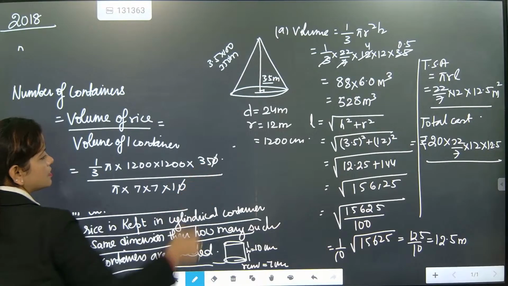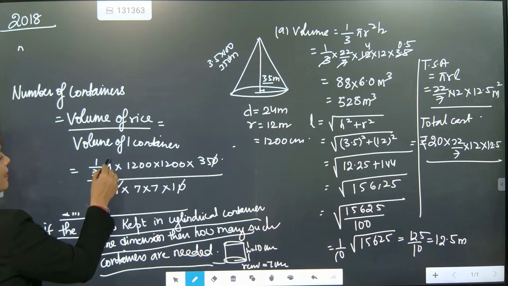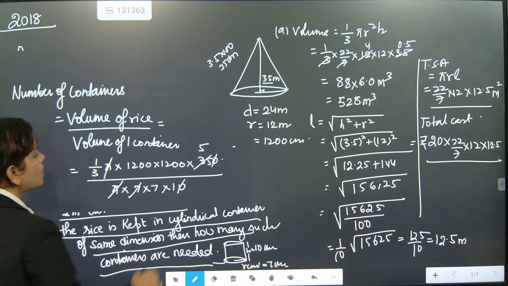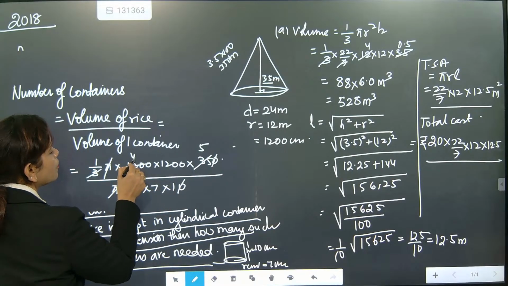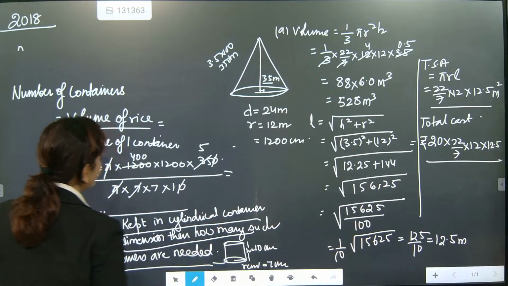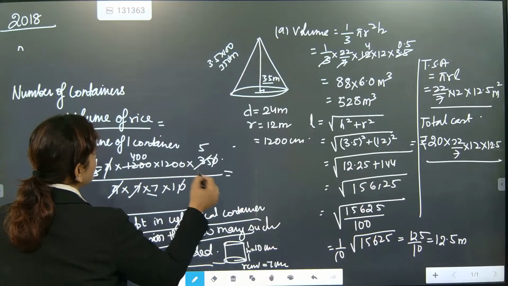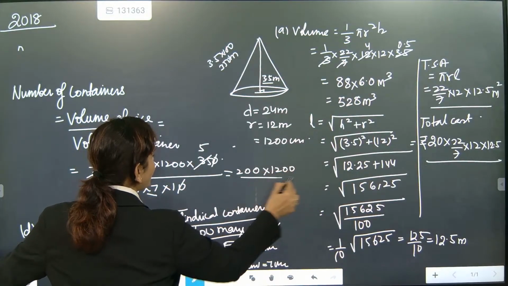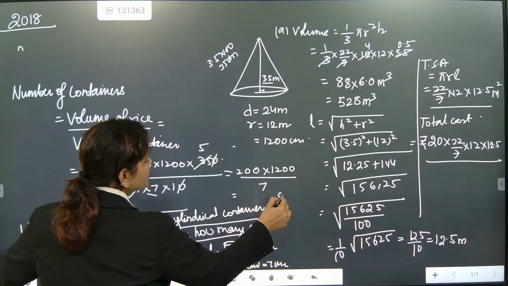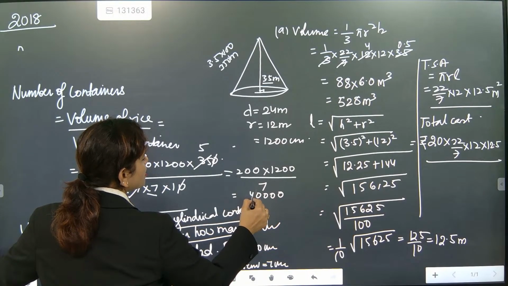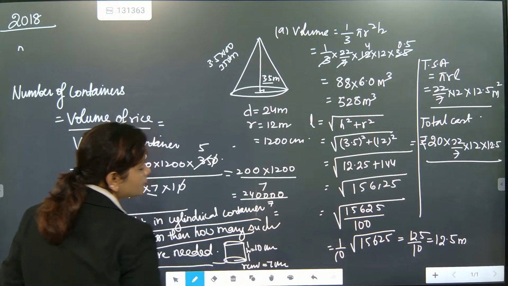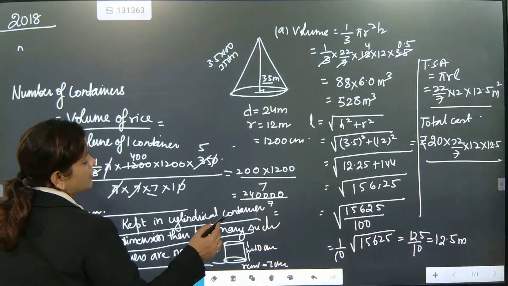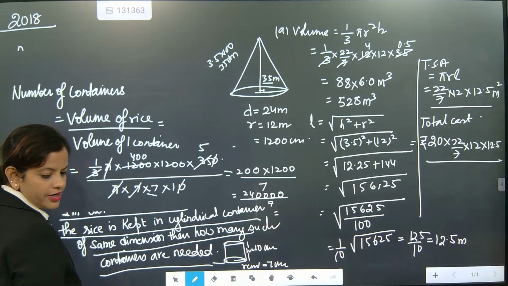So pi and pi will get cancelled. 7 will cancel 5, correct? 3 will cancel 400. Only 7 is left. So 5 fours are 20, 10 into 1200 by 7. So such small containers, how many containers will be needed? Nearly 24. Some decimal values will come, but we need to find them. 24.